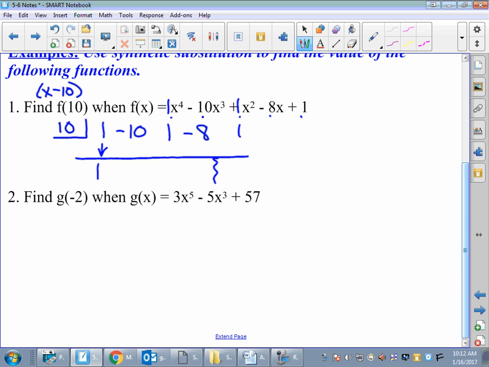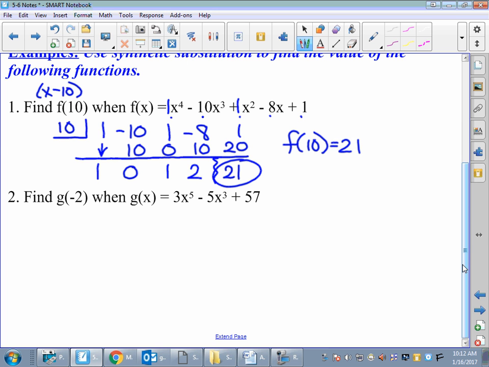So 1 times 10 is 10. Add it to negative 10, you get 0. 10 times 0 is 0. Add it to 1, you get 1. 10 times 1 is 10. Plus a negative 8 gives you 2. And 2 times 10 is 20. Add it to 1, and you get 21. You can verify the answer on your calculator, but that means that f of 10 is equal to 21.